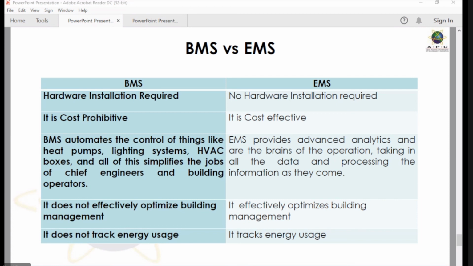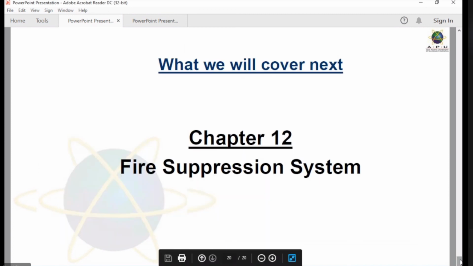Yes, sir. Okay, so I think we have come to the end of this chapter. This is the end of chapter 11, and we have chapter 12, fire suppression system, the last chapter. Maybe we'll have another 2 lectures before we come to the end of this course. If you have any questions regarding previous topics we have discussed, you can bring them in the next 2 classes, and then we can discuss those. Please go through all the slides we have gone through.